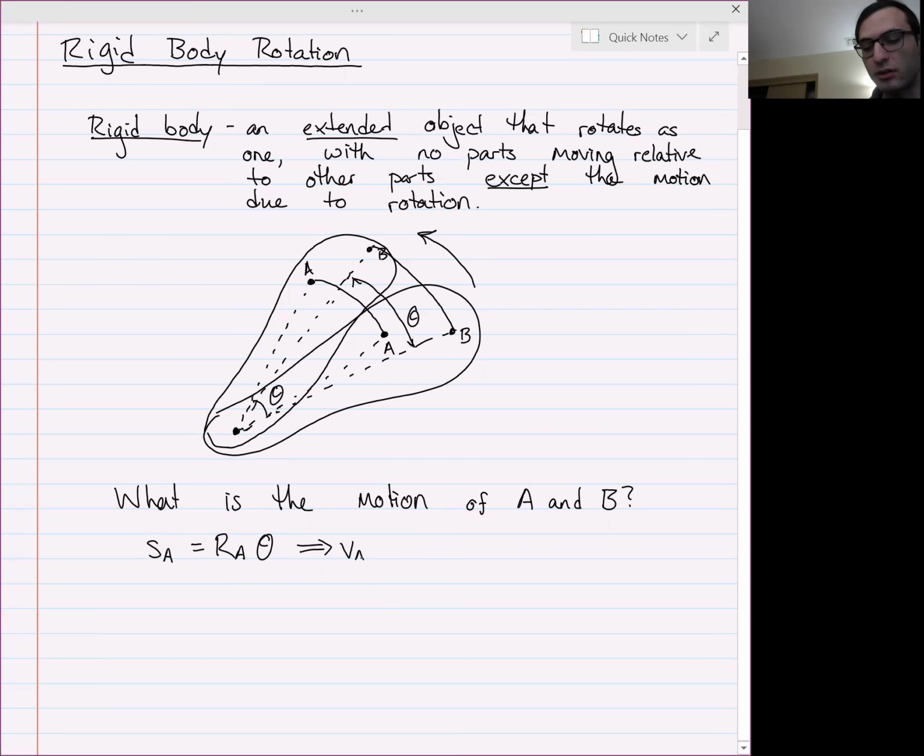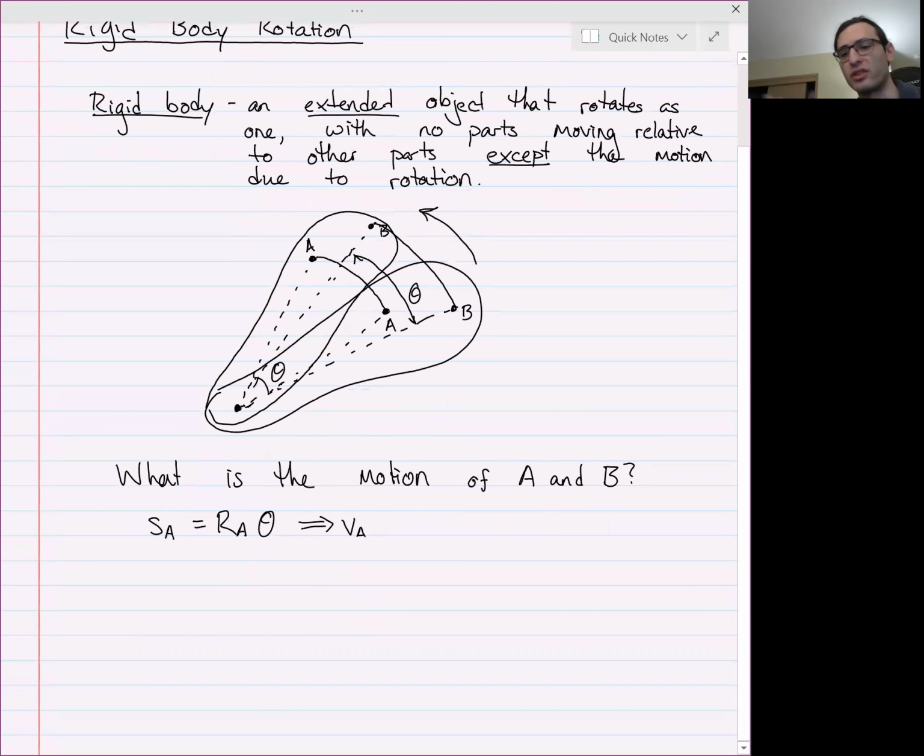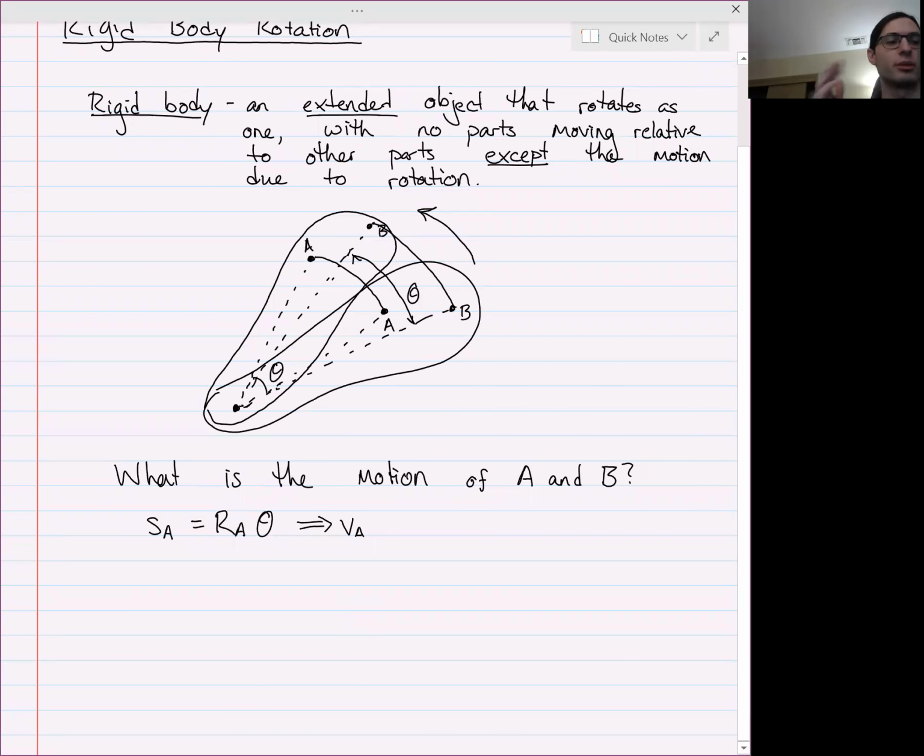The speed, and this is speed now because the direction is constantly changing, we're just interested in the speed at any given point. The speed is the time derivative of the distance that it's traveled. If that's not straightforward, just think of it this way: velocity is the time derivative of position. Here we're talking about distance traveled, so the time derivative would be speed. So this is dS_A/dt.